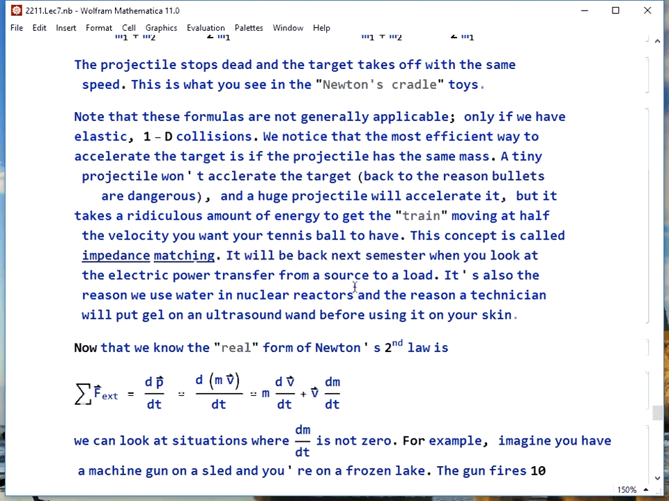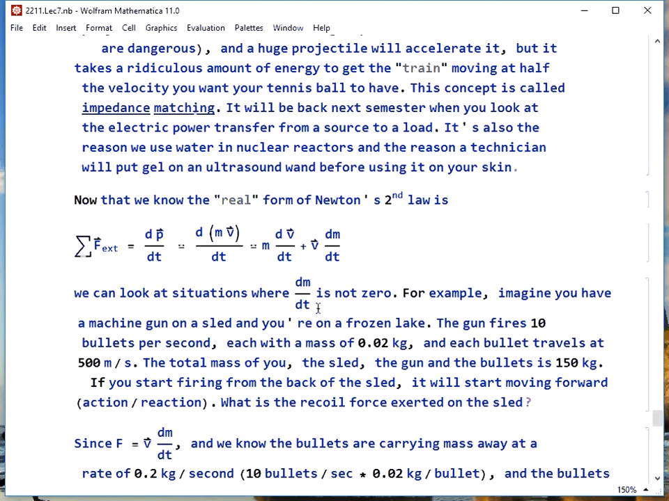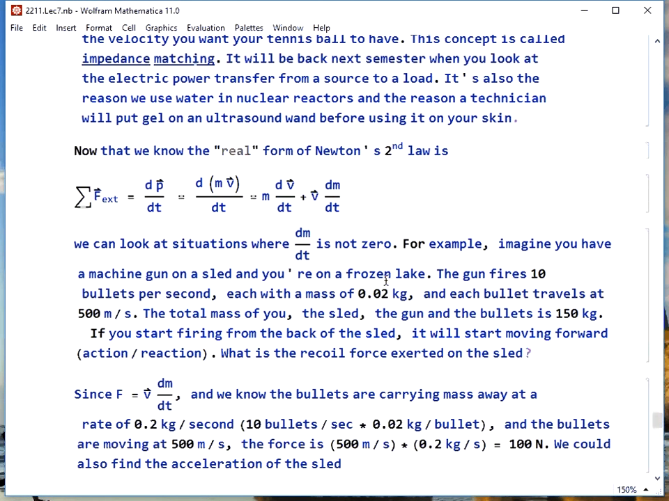You'll see it next semester in electric power transfer. It's the reason we use water in nuclear reactors for a moderator, and it's also the reason if you've ever had to have an ultrasound, the technician will put this kind of gel on the ultrasound wand before they touch your arm or whatever with it, and it's to match the impedance between the wand and your body without having to go through the air where it would not match well at all.